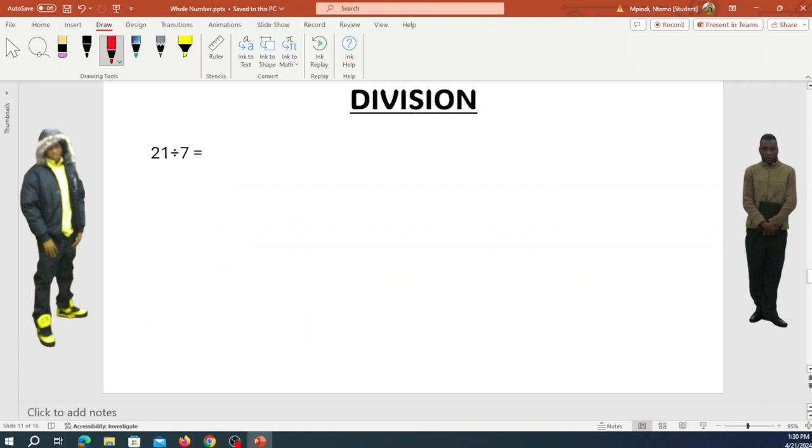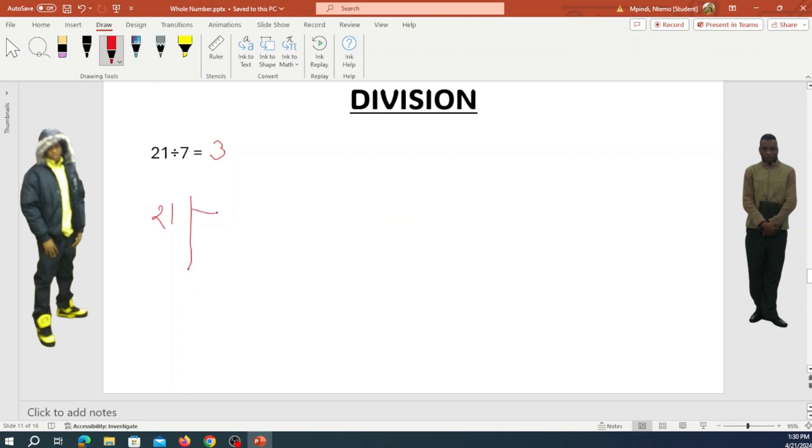Okay, so in some situations, you're going to see they put it like this. Here, the answer is 3. This is your answer. It's 3, but how do we get it? Sometimes you're going to see when they put it like this, 21, right? Like a fraction, 7, right? Equals what? 3, right? Now, you're going to see again, the division. This one is like a fraction, right?